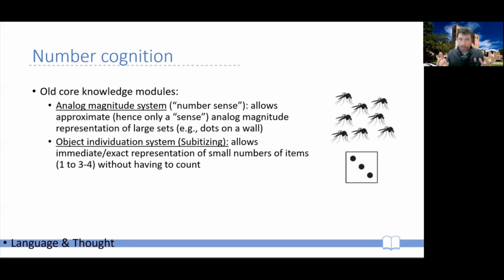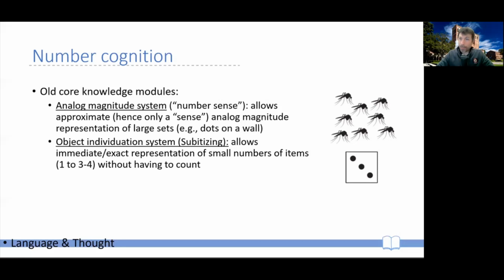So in a sense, if you think of it, these two modules operate on very different types of representation. On the one hand, you get an idea of set magnitude. I don't know precisely what number that is, but it's either a lot or medium or a little. So that would be your number sense. The object individuation is more, oh, here's one item, or here's 2 items, or here's 3 items. Object individuation, or subitizing, is a very precise idea of how many individuals are there. 1, 2, 3. And you don't even need to count them. You know instantly that it's a specific number.